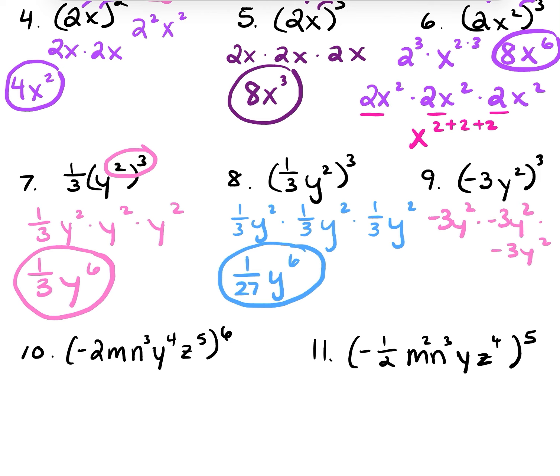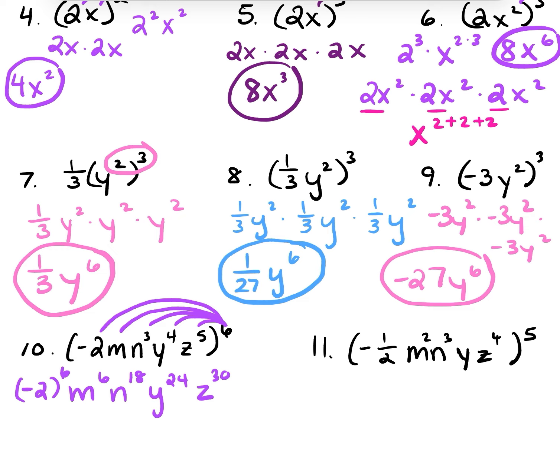Now -2, since the negative isn't being included in the parentheses, we have -2 times -2 times -2 and so on. Whenever we have an even exponent, the final power will be positive, even if we start with a negative. And -2 to the 6th power is 64. 2 times 2 is 4, times 2 is 8, times 2 is 16, times 2 is 32, times 2 is 64. M to the 6th, N to the 18th, Y to the 24, Z to the 30th. Nothing else can combine or simplify.